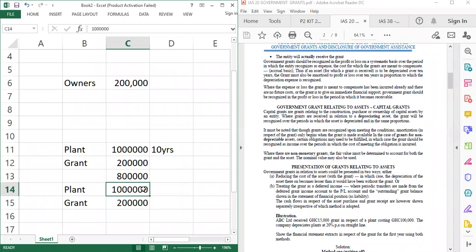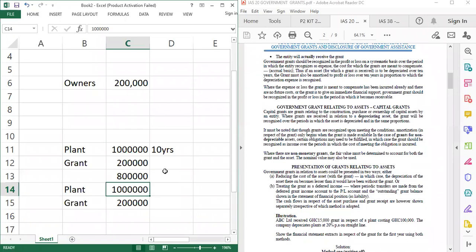So in this case, we depreciate the asset using the useful life of 10 years, and we also amortize the grant. The grant is 200,000. So every year we take 20,000 to the statement of profit or loss as an income, and we take 100,000 as depreciation to the statement of profit or loss.